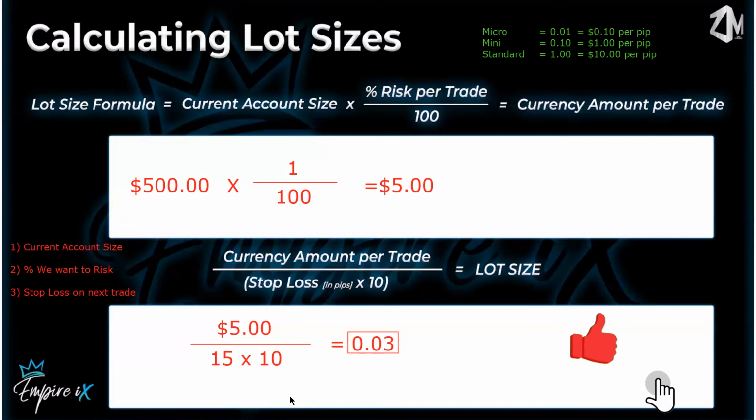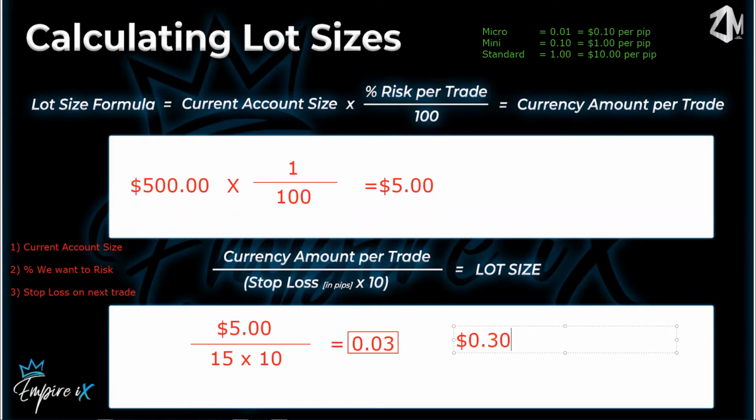So real quick, I want to explain that if we did not multiply our stop loss by 10 here, we would have got 0.30, and that would have told us how much money we were going to risk per pip, because we know that a micro is 0.01, and that's 10 cents per pip. So this right here is 3 micros, 0.03, and this is going to equal 30 cents per pip. So that's why we throw that 10 in there, just to skip that extra step of dividing by 10 afterwards.